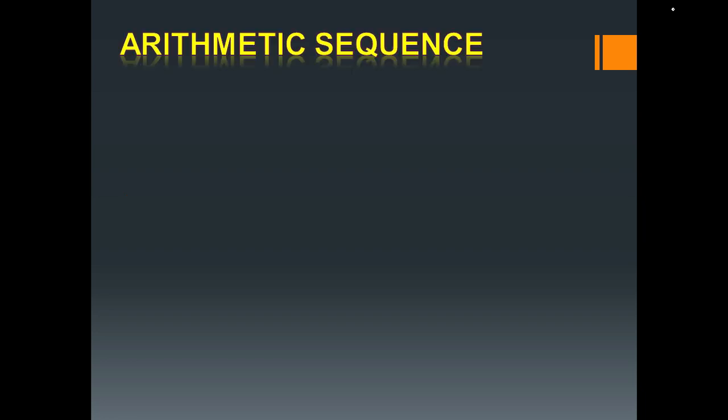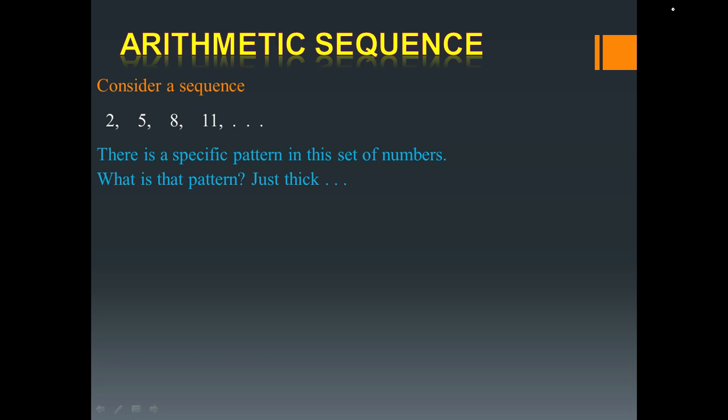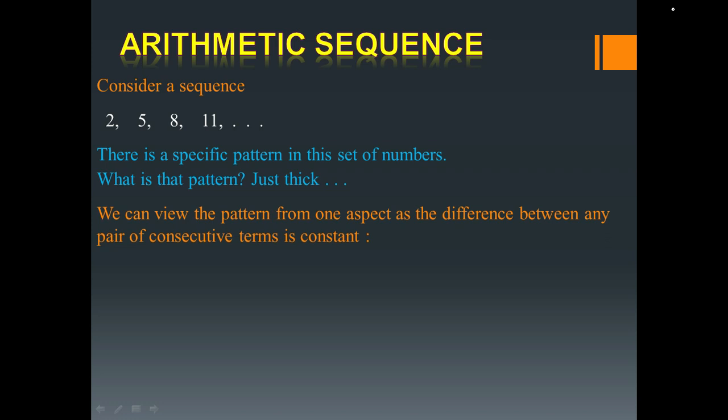What is arithmetic sequence? For this, we are considering an example: 2, 5, 8, 11, and so on. There is a specific pattern. What is that pattern? Just think about it. We can view the pattern from one aspect as the difference between any pair of consecutive numbers.